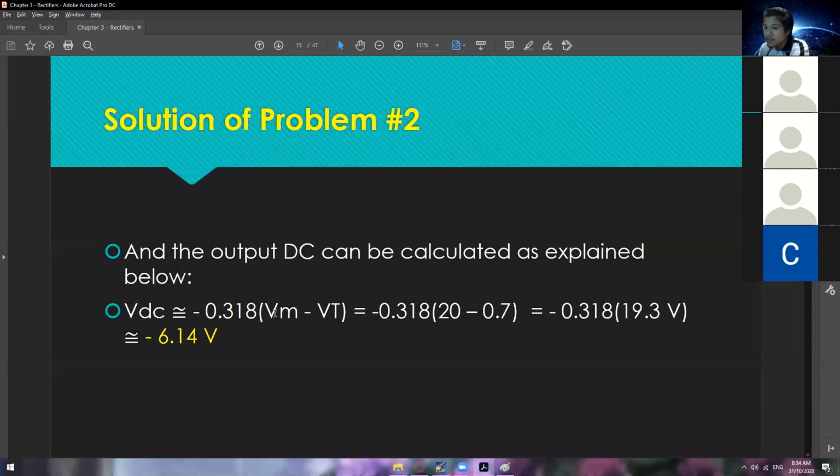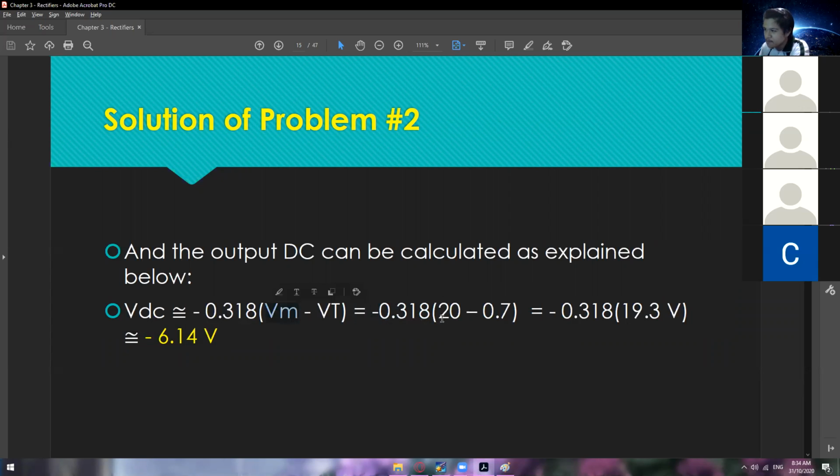So that is our V sub O. And then just by knowing that, we can now get our VDC. So negative 0.318 times VM minus VD, which is of course 19.3. So 0.318 times 19.3, and then you will get negative 6.14 volts. So here's the step by step.